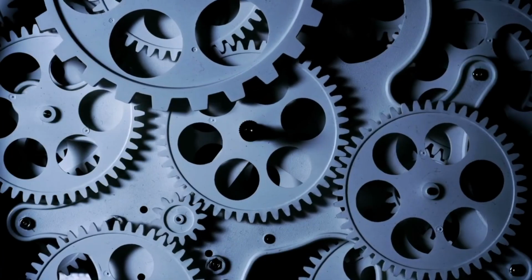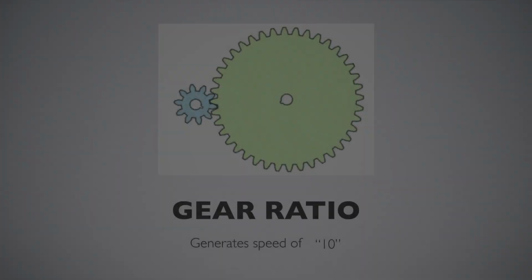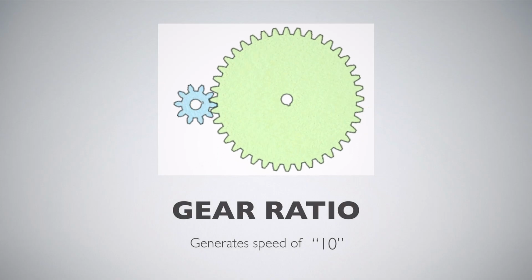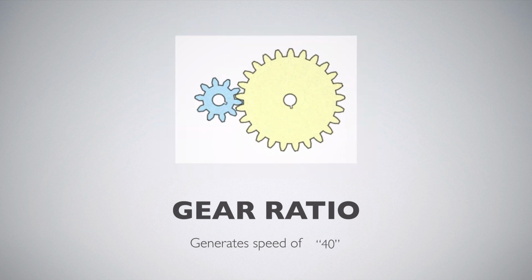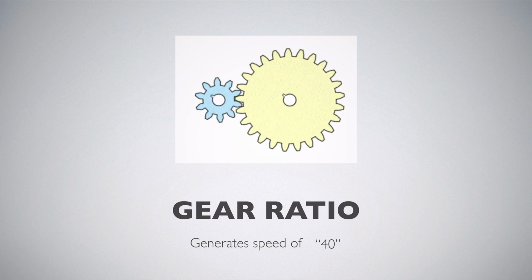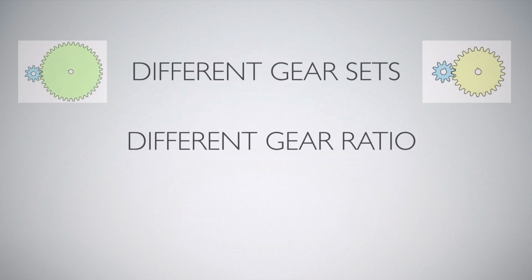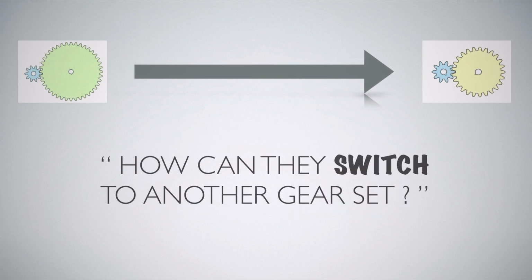They generate different speed by different gear ratios. Look at this gear. This ratio generates speed of 10. But if we control the teeth of gear, we can generate more faster speed. Like this, by using different gear sets that have a different gear ratio, gears can make different speed. But we still have a question here. How can they switch to another gear set?